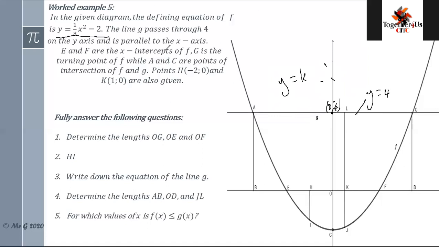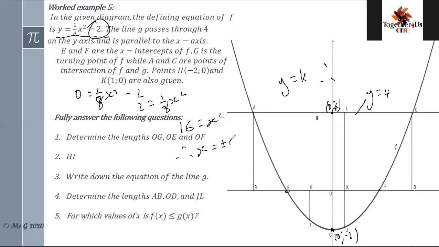E and F are the x-intercepts of f. So where's E? Here is E, there's F. Those are x-intercepts. We know that y is 0 there. And then G is the turning point, our Q basically. Then definitely this is going to be (0; -2) because it's a turning point. If you want to find the intercepts, you could have solved the equation 0 equals 1/8 x squared minus 2, which means that 2 equals 1/8 x squared, and so 16 equals x squared. Therefore, x is plus minus 4.